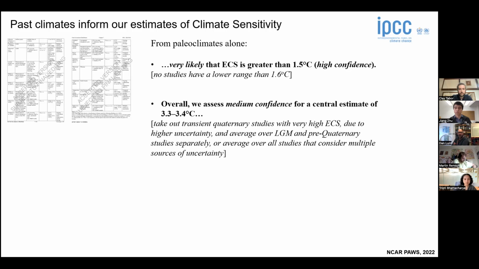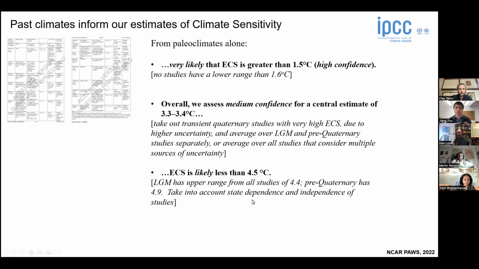The first thing we decided to do is take out those studies that came from the transient records of the Quaternary, because you've got lots of complications associated with how much of the response is associated with ice sheets, how much with direct orbital forcing, mainly due to the complications of the orbital signal that's in there. If you take those out and then average separately over all the LGM studies and the pre-Quaternary studies, you get an estimate of just over 3 degrees C. So our best estimate was somewhere between 3.3 and 3.4.